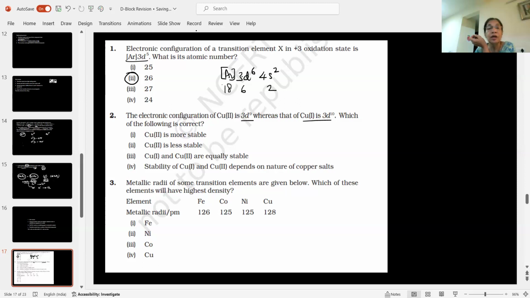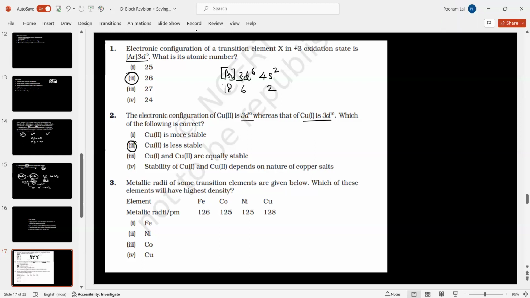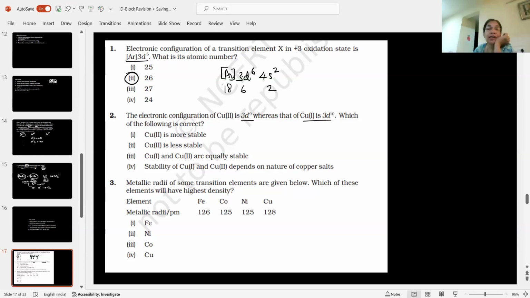Then, electronic configuration of Cu2+ is 3d9, whereas Cu+ is 3d10. Which of the following is correct? Cu2+ is more stable. Second option. Cu2+ is less stable. See, the thing is, which is more stable? Cu+ should be more stable, isn't it? Cu+ is more stable. So Cu2+ is less stable, right?